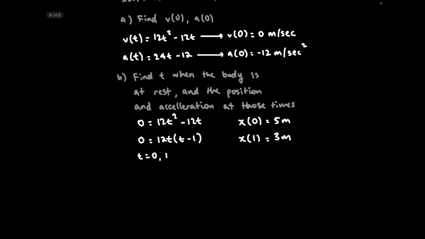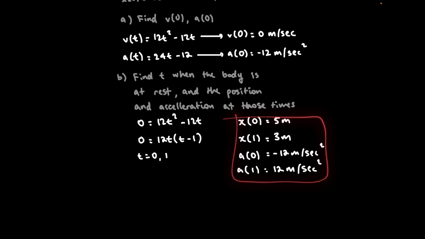So now we have the position at those times. Let's work out the acceleration at those times. So we need our acceleration equation first. This is our acceleration equation. When we make t equal to 0, we simply get this crossed out and we get minus 12, so minus 12 meters per second squared. And when we make t equal to 1, we get 24 minus 12, which is simply just 12 meters per second squared. So this is the acceleration and position at these times here.